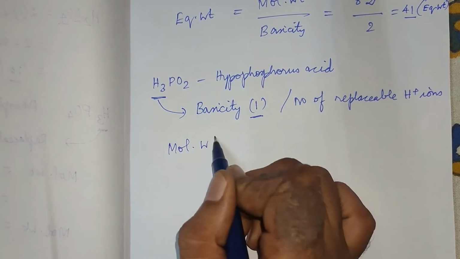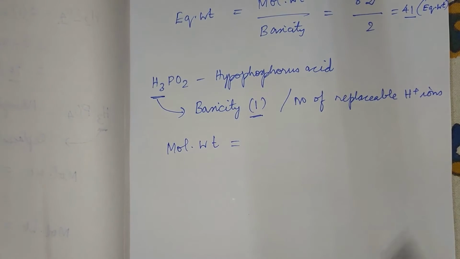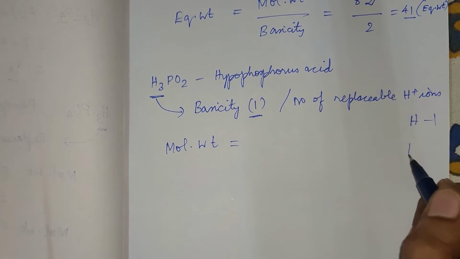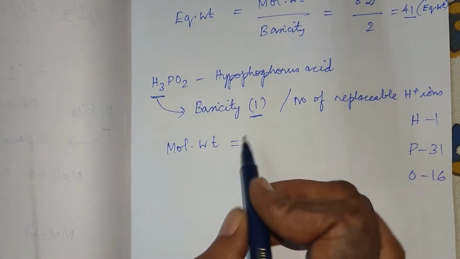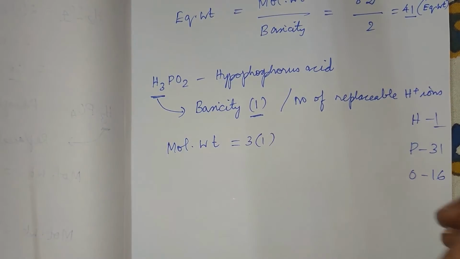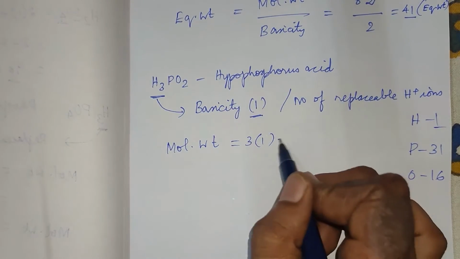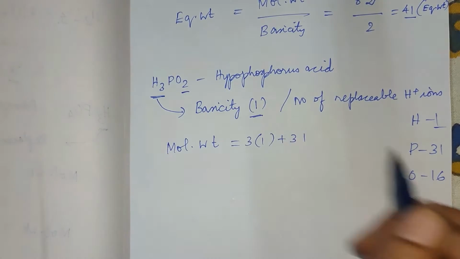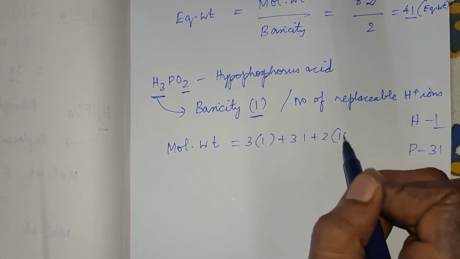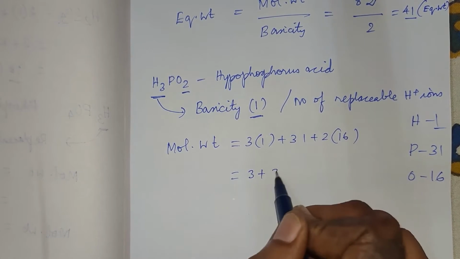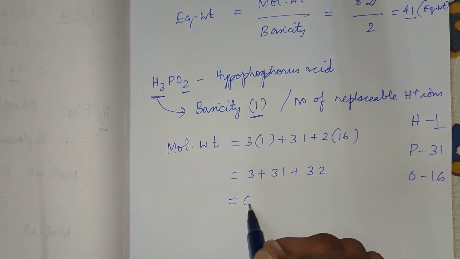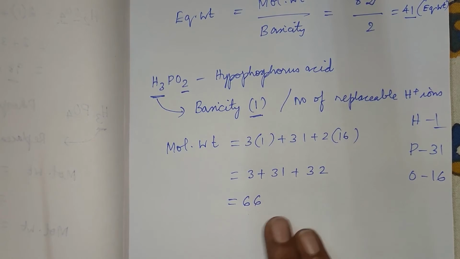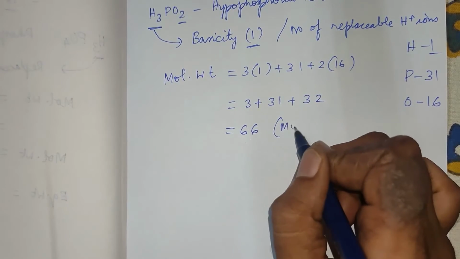Now what is the molecular weight? Molecular weight is equal to, for hydrogen atomic mass is 1, phosphorus 31, oxygen it is going to be 16. So 3 into 1, for phosphorus it is 31, plus 31. You have 2 oxygen here, 2 into 16. So 3 plus 31 plus 32. So it is going to be 66 in this case. So the molecular weight is going to be 66.